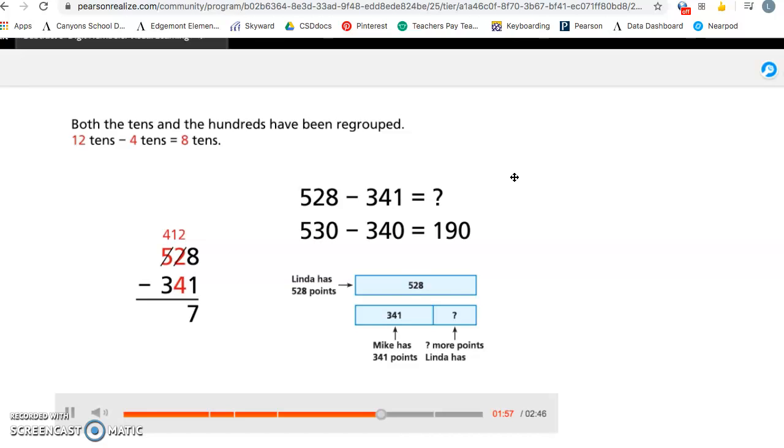Both the tens and the hundreds have been regrouped. 12 tens minus 4 tens equals 8 tens. Subtract the hundreds. 4 hundreds minus 3 hundreds equals 1 hundred. Linda has 187 more points.